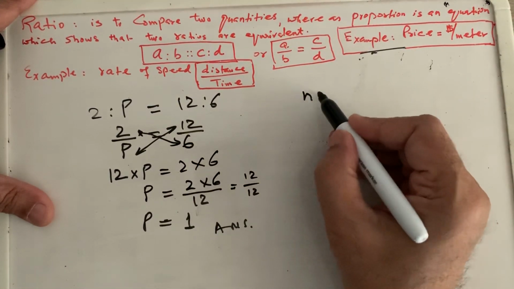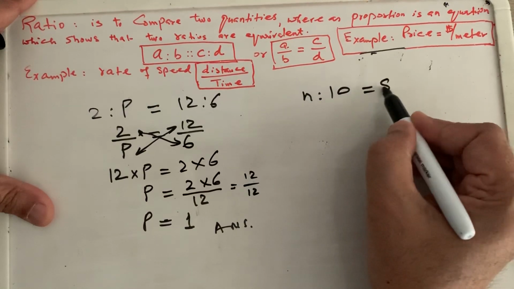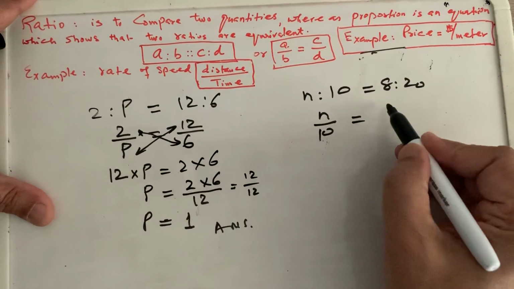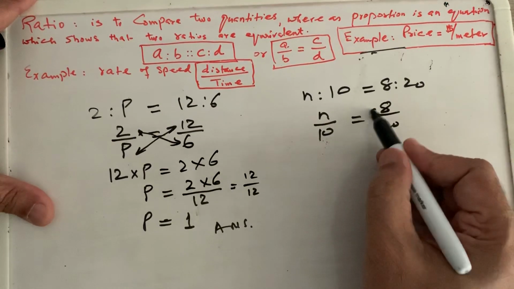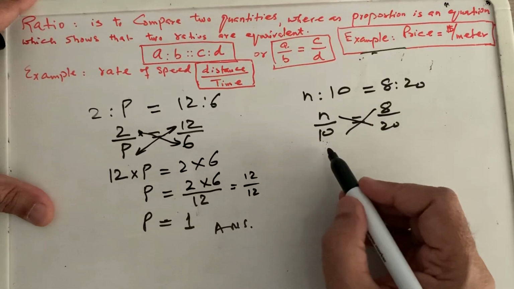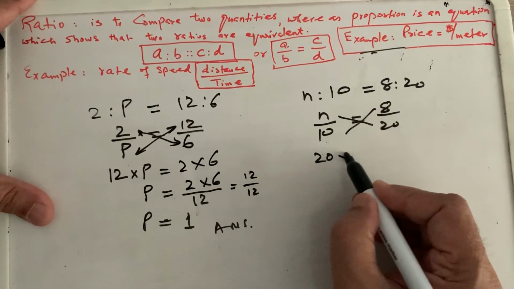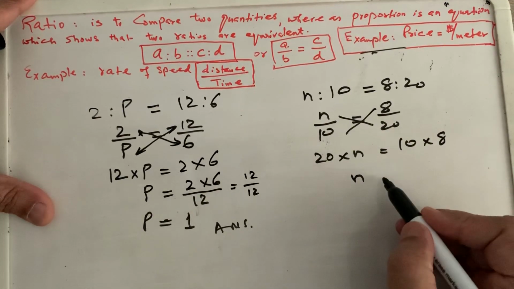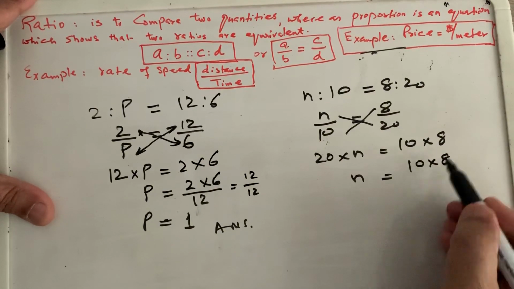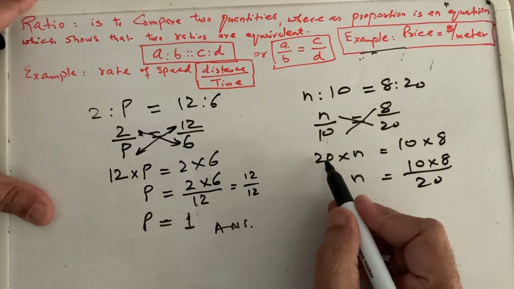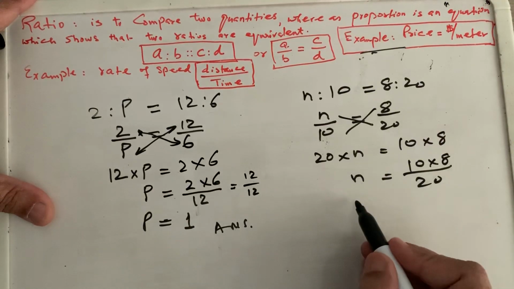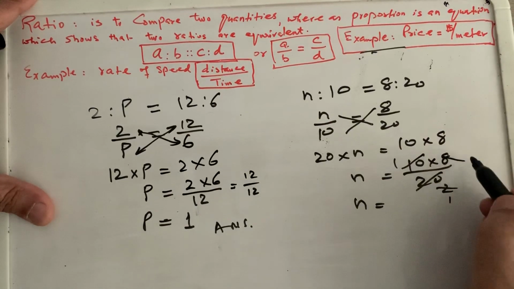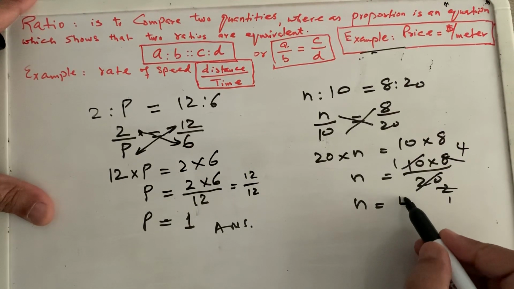Let's take another example. n is to 10 is equal to 8 is to 20. So I can transform it into fractions: n over 10 is equal to 8 over 20, and then I have to cross multiply, right, to make it linear. So 20 times n is equal to 10 times 8. So n is equal to 10 times 8 divided by 20, because here 20 is multiplying, and on the other side of the equation it goes and divides. Now I have to cut: 10 ones are 10, 10 twos are 20, 2 ones are 2, 2 fours are 8. So your answer is n is equal to 4.